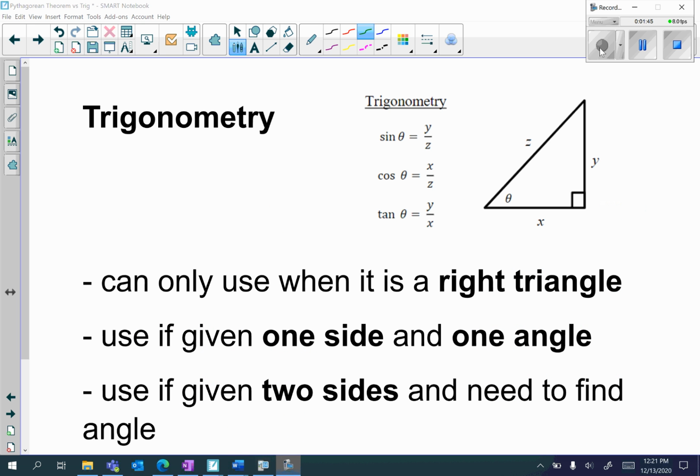Next, we have trigonometry. You can only use trig when you're given a right triangle. You can use it if given one side and one angle, and you can also use it if you're given two sides and you need to find the angle. Let's look at an example.